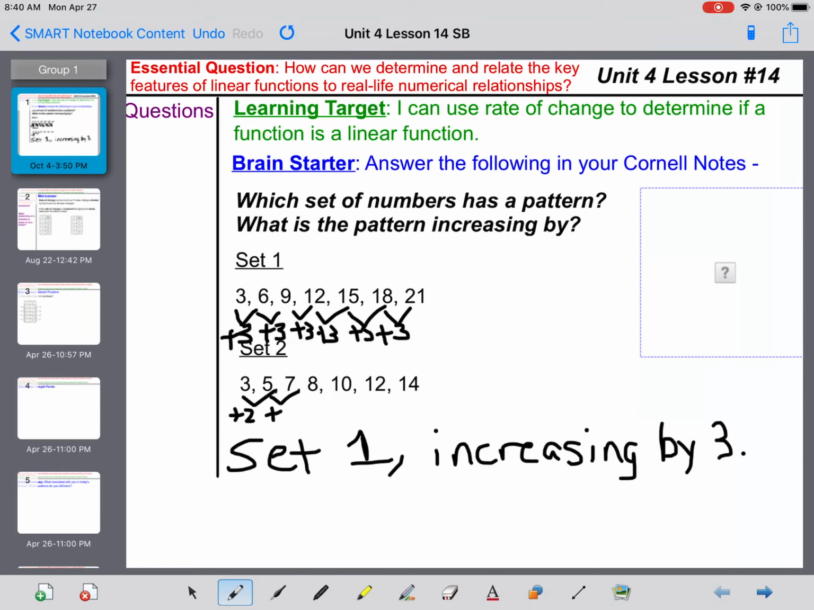we are increasing by 2, and then we get to the number 7. From 7 to 8, this one increases only by 1. So the pattern changes there. And then it goes back to plus 2, plus 2, plus 2. But the pattern does not stay consistent throughout the entire set. So that means that set 2 is wrong, and set 1 is the one that has the same pattern, and it increases by 3. Alright, so this is going to be something that we're going to try and look forward to when we try and take a look at tables.